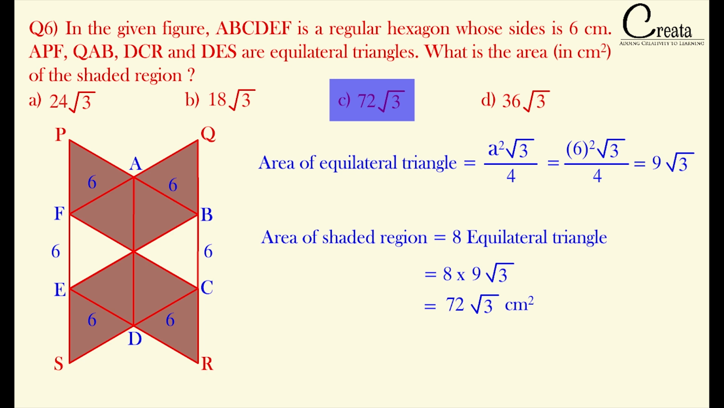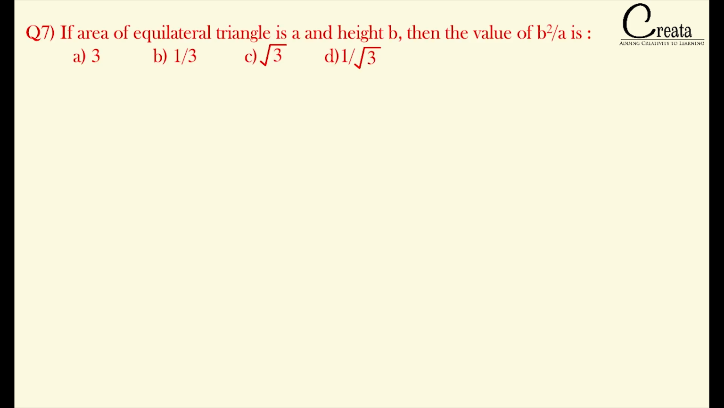Okay, let's move to the next question. The question is, if the area of an equilateral triangle is A and height B, then the value of B square upon A is, 4 choices are given.